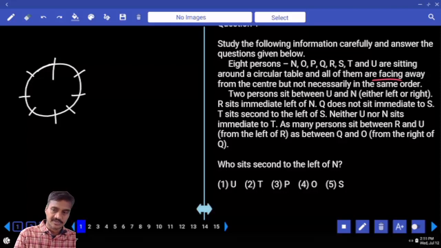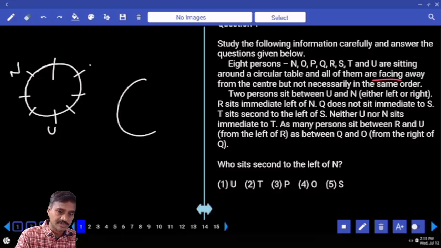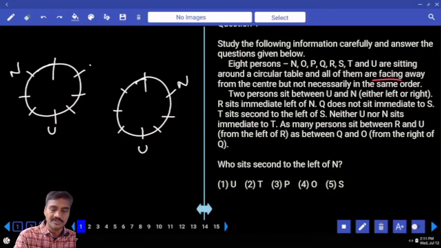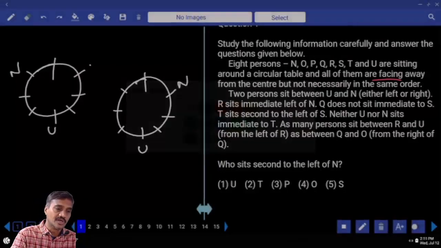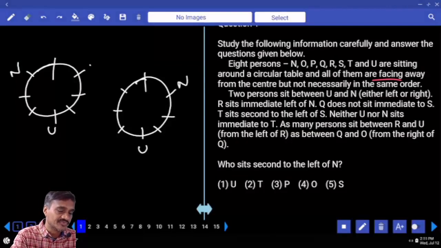Away from the center. Now 2 persons sit in between U and N. If U is here, now 2 persons between U and N can be here. That is one possibility. And then the second possibility, now 2 persons between U and N. Now if U is here, N will be here. Then R sits to the immediate left of N. R is to the immediate left hand side of N. All these persons are facing away from the center.